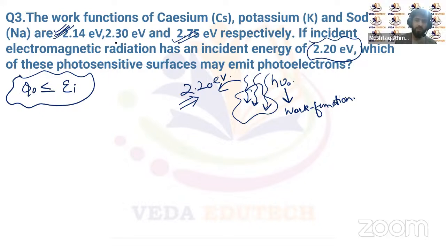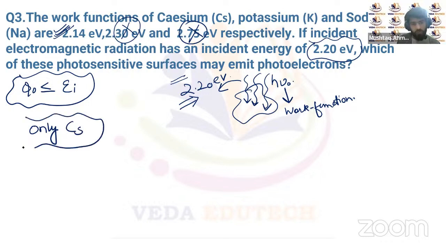But for potassium we need 2.30, and we have only 2.20, so it means that in potassium the photoelectric effect will not take place, right? And similarly for sodium we need 2.75 electron volts, so for sodium as well no photoelectric emission will take place. So the only metal which will show the photoelectric effect will be cesium, right? This was one of the questions asked in your previous exams.